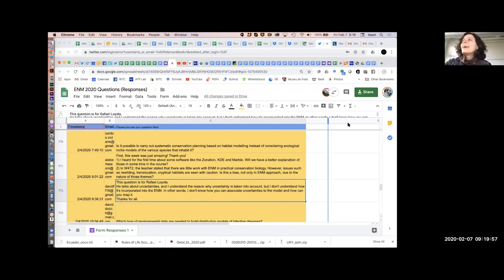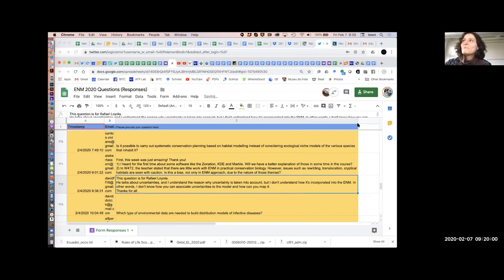Well, I missed everything in this course so far because of my hectic beginning of the semester. So I don't know in what context the uncertainty topic was brought up. But yeah, we have to consider uncertainty related to occurrence data, to environmental data. So yeah, it is a very big topic of conversation.